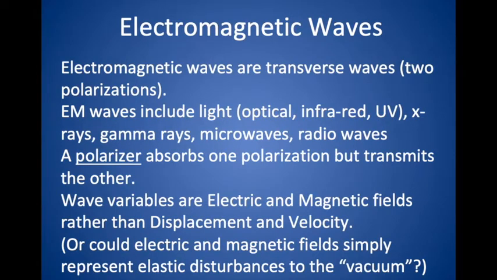So another term for light waves is electromagnetic waves, and electromagnetic waves are transverse waves. They have two independent polarizations. Electromagnetic waves include what we normally call light, which is what's visible or optical, but also include infrared, ultraviolet, X-rays, gamma rays, microwaves, and radio waves. A polarizer can absorb one polarization but transmit the other one.